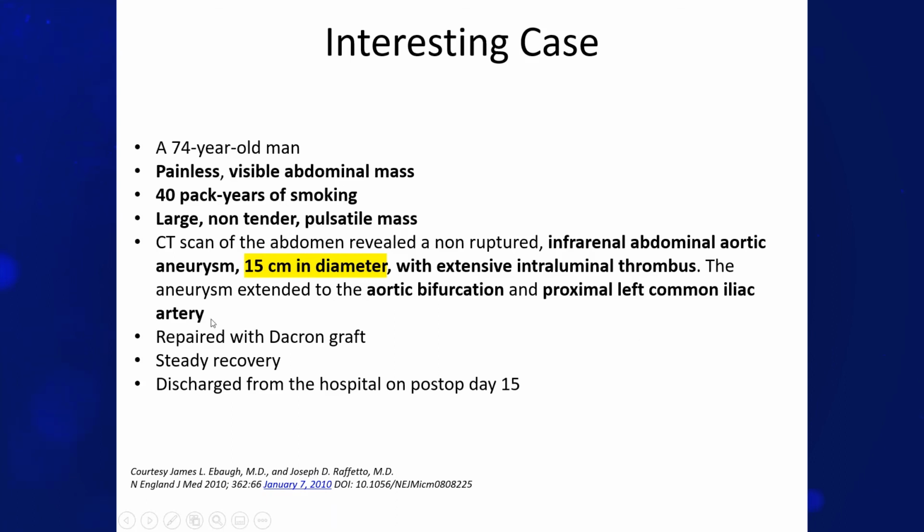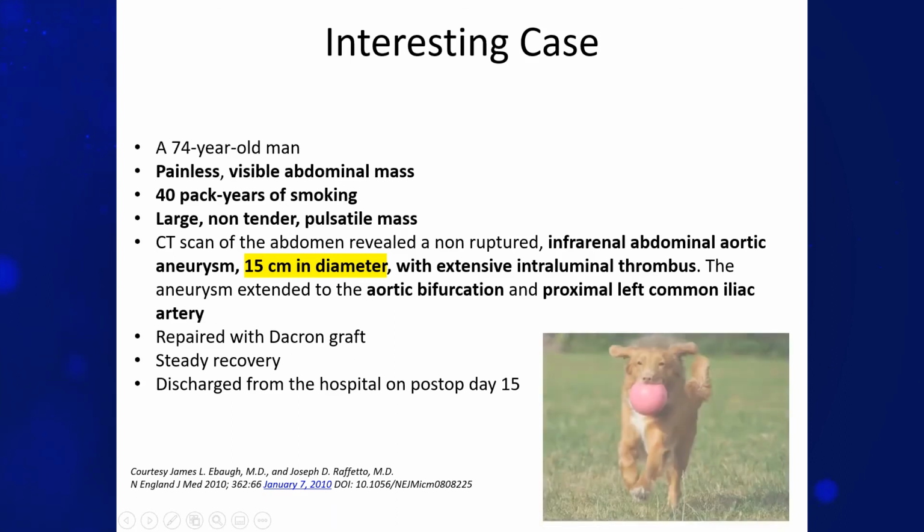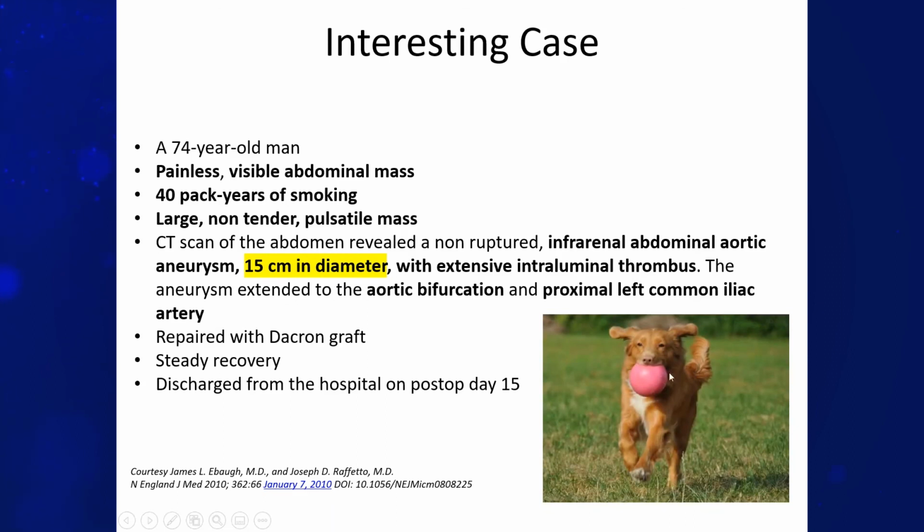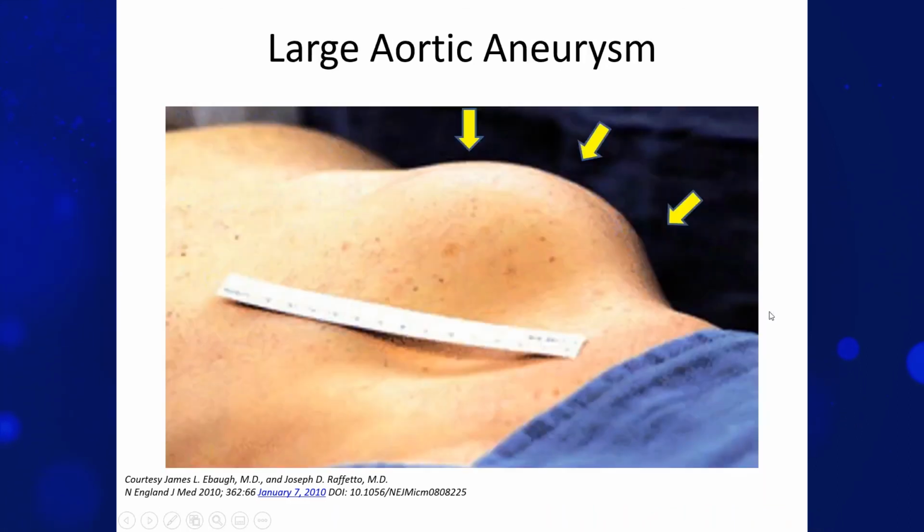To give you an idea about what 15 centimeters is, I just took a picture of a dog with a 15 centimeter ball in the mouth. So you can appreciate how big that was, but this doesn't do justice. Let's look at it on the patient. It was so big that you can see this huge pulsatile mass bulging out through the anterior abdominal wall, and also it is pulsatile, so it's moving as the patient's heart is beating. So clearly, you should be thinking of an aneurysm if you see something like that. At least rule that out.